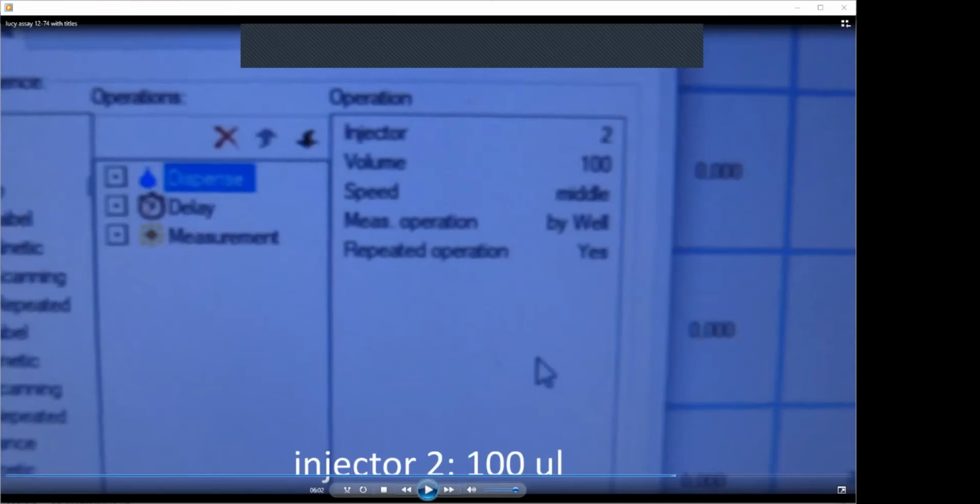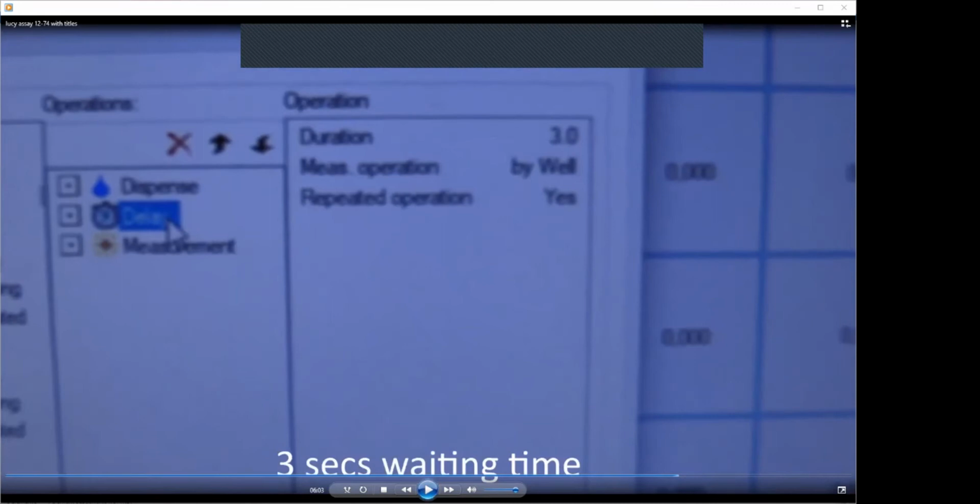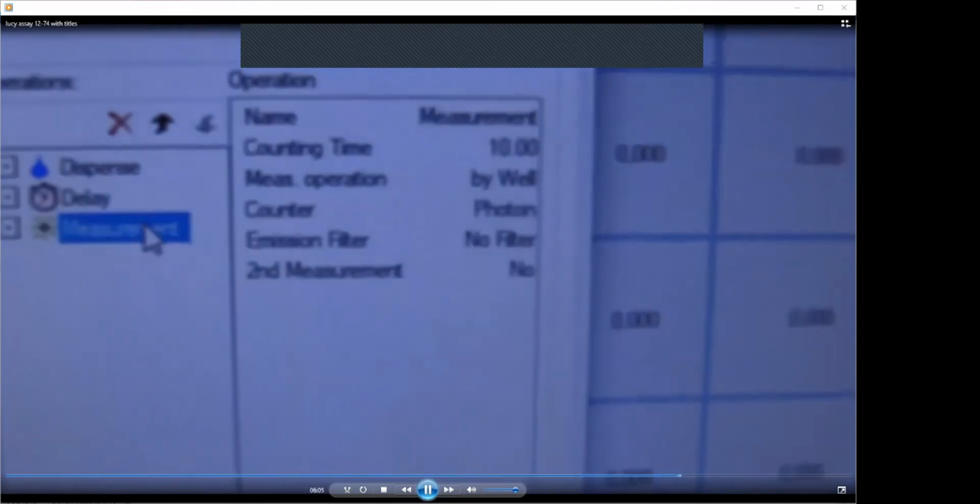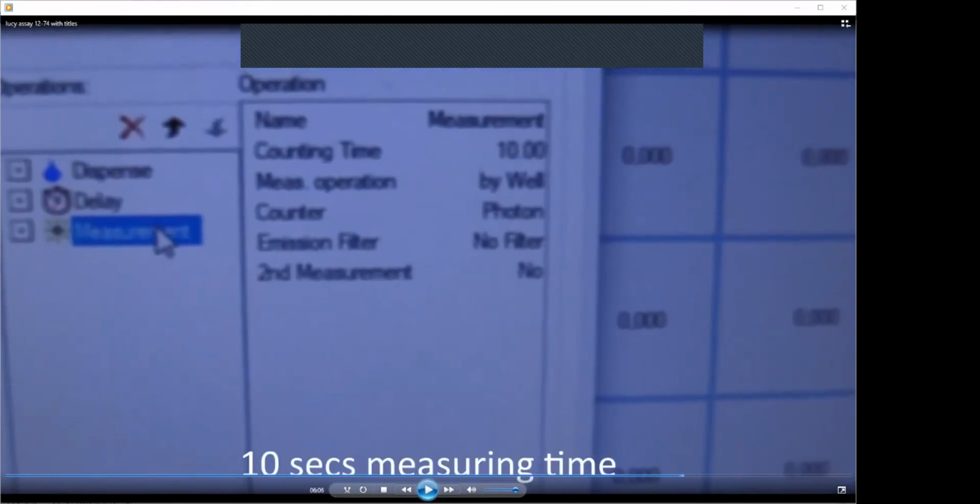And next part of the protocol is delay time. It's 3 seconds waiting time. That's important because the reaction has to be started and run always the same way. And the last step is the measurement itself, and this is 10 seconds.